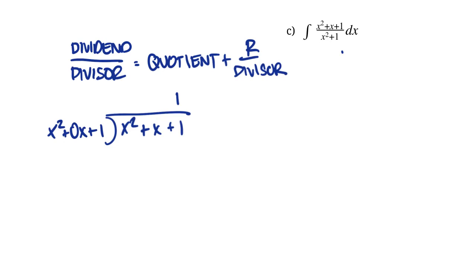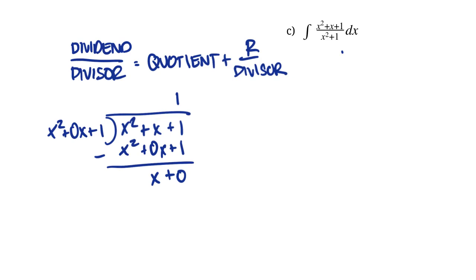And then we can multiply x squared times 1. Well, that whole thing is just x squared plus 0x plus 1. Subtract. Those first terms go away. The second terms, x minus 0x, is just going to be x, and those third terms go away. So basically x plus 0.